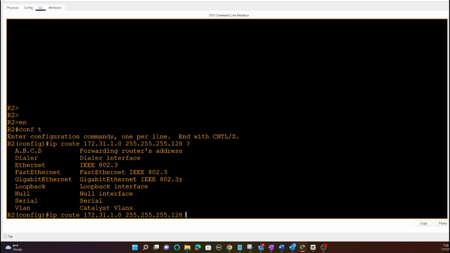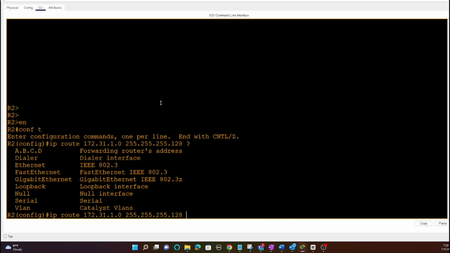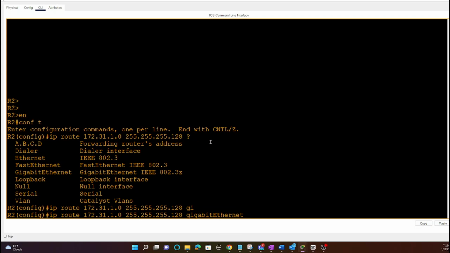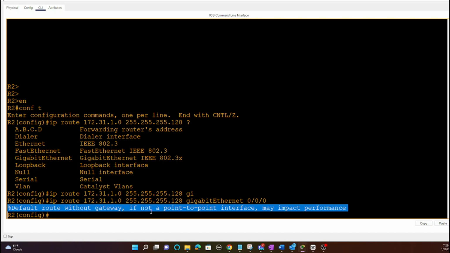So boom, and then we're going to put which interface knows how to get over to the 1.0. That would be the gig 0/0. So you're just going to put gig 0/0. And then just ignore this. If you get this in your lab or whatever, you could just ignore that piece.